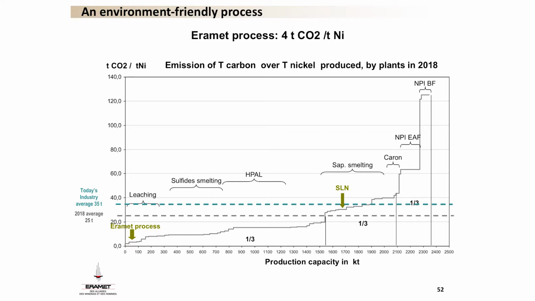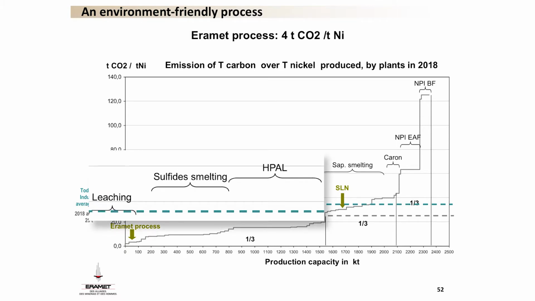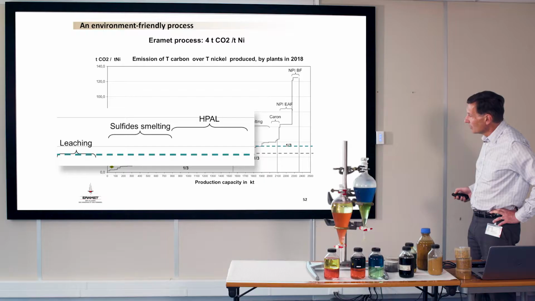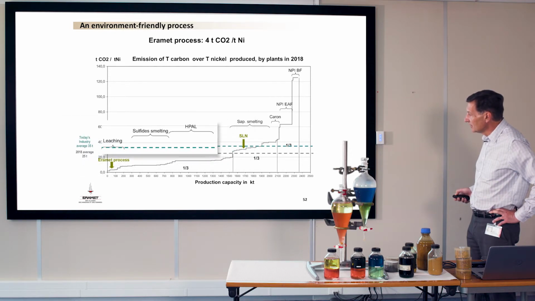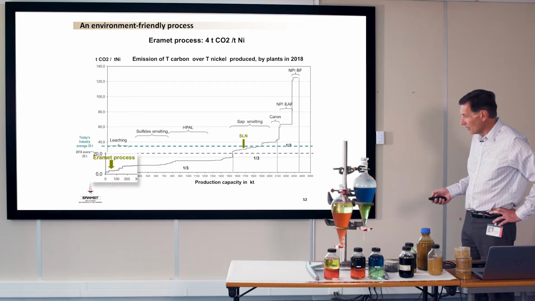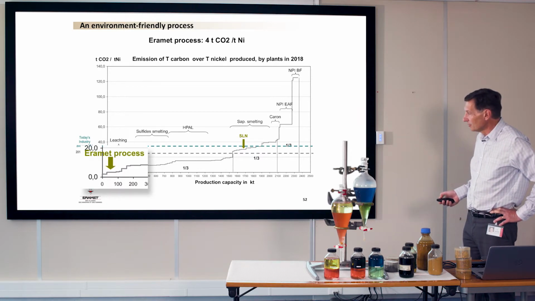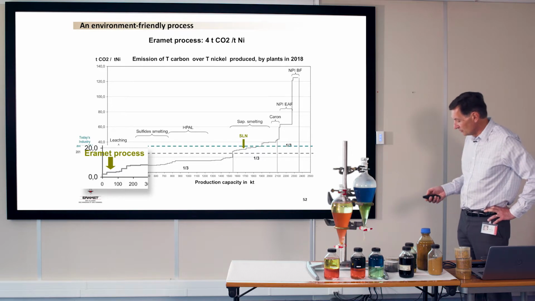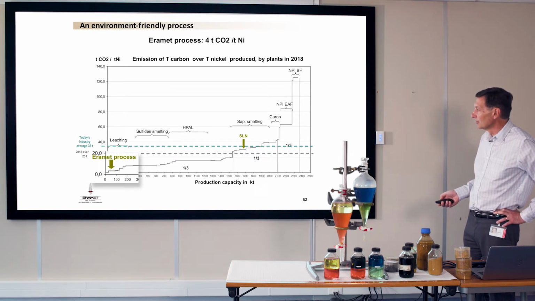The saprolite smelting is at the level of 35 tons of CO2 per ton of nickel, and all the different hydrometallurgical processes are at a very low level. You see HPAL at 15 tons of CO2 per ton of nickel, and our atmospheric process is at a level of 4 to 5 tons of CO2 per ton of nickel.